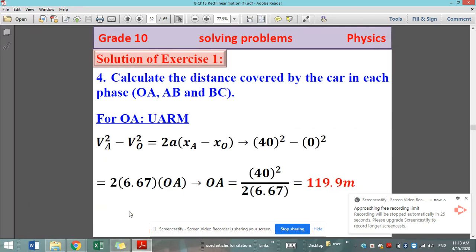Calculate the distance covered by the car in each phase OA, AB, and BC.